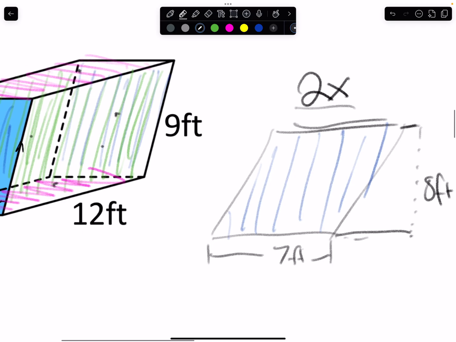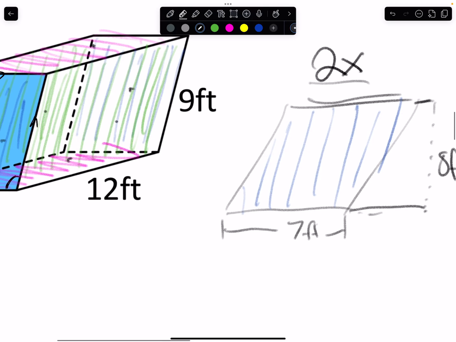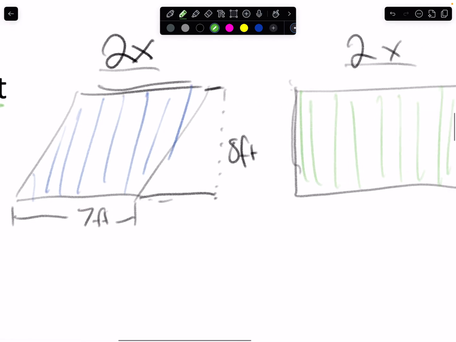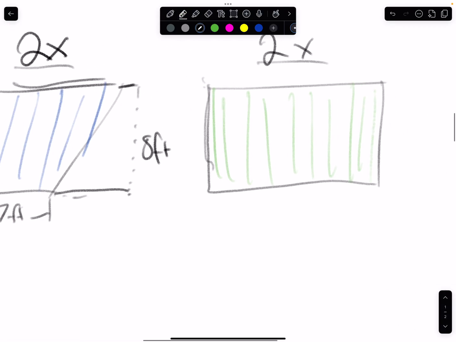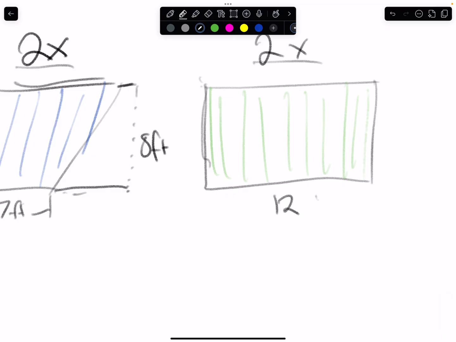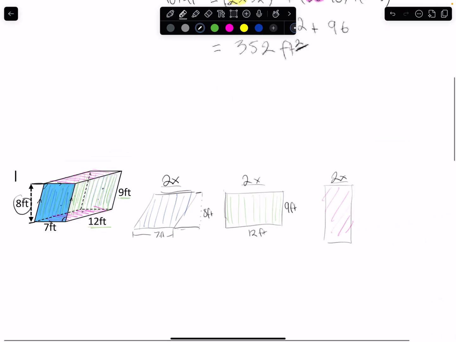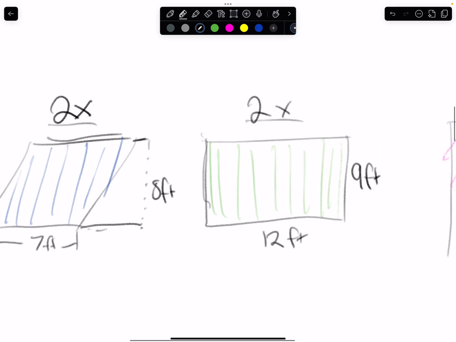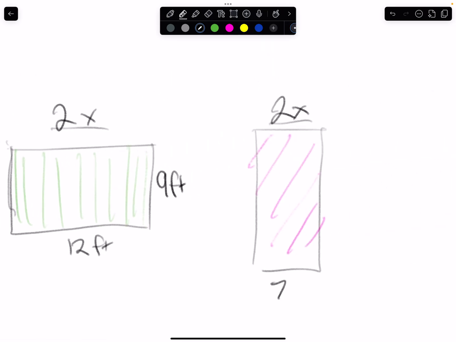Okay, so let's put in our values. We can see this rectangle, the green rectangle, has the dimensions 9 feet and 12 feet. So put that in there. We know that our long side is going to be 12 and our short side is going to be 9. Let's have a look at our pink side. Look at the bottom as well. Okay, here is 12 feet, here is 7 feet. So we have 7 feet here, 12 feet here.